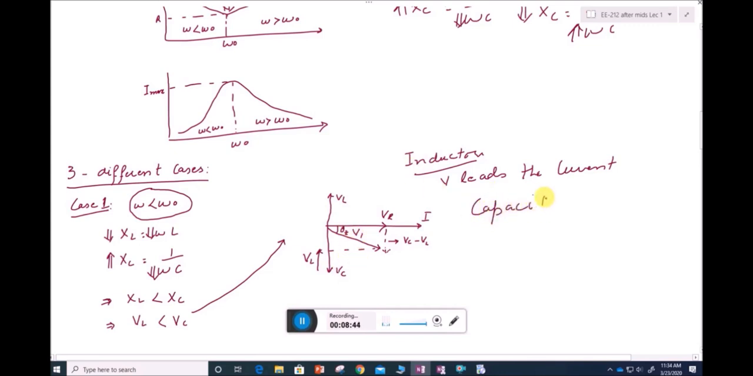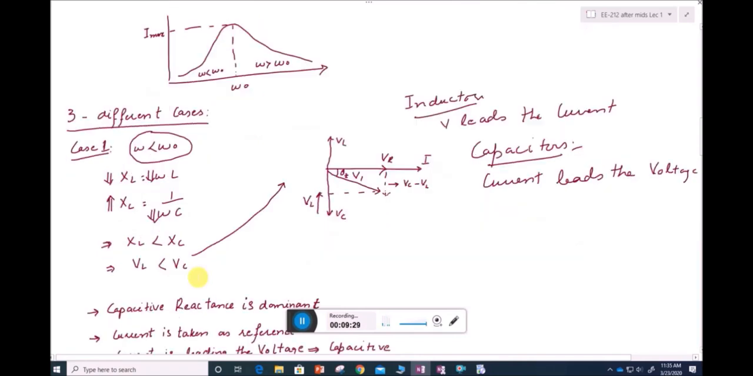Capacitors: current leads the voltage. Now if I have to find the resultant vector for the voltage across the impedance, that will be the addition of all the voltage phasors. So this is VR, and if I add VL and VC, so this whole vector is VC and this is VL, so the addition of these two vectors will be VC minus VL. So if I use the head to tail rule, I get V1, which is lagging the current I.